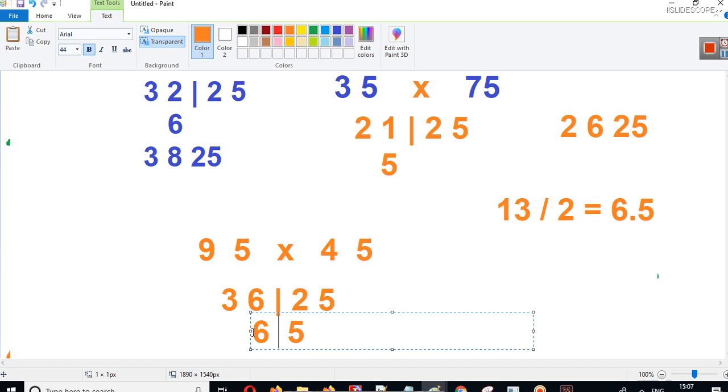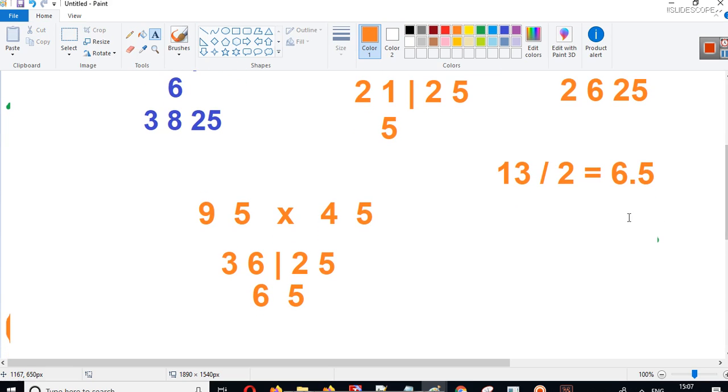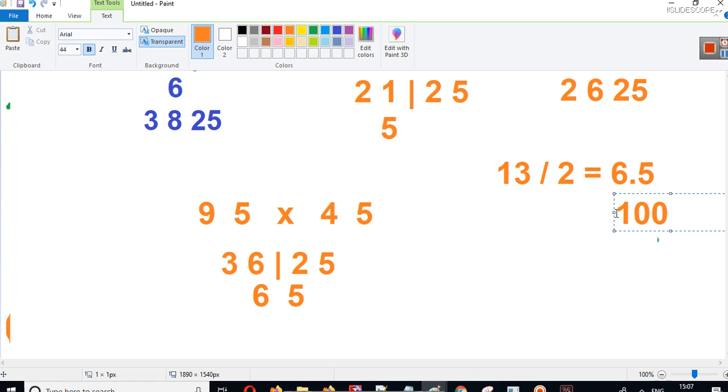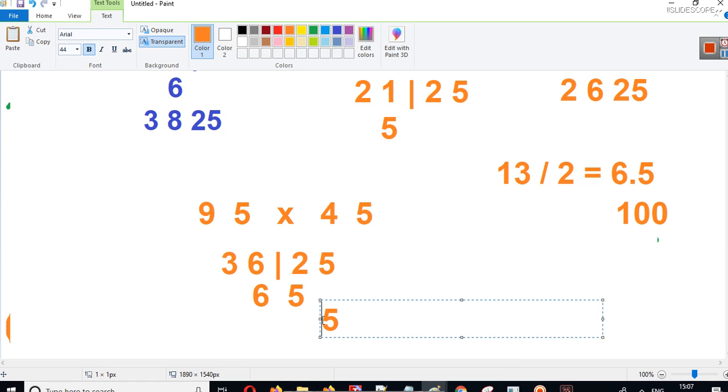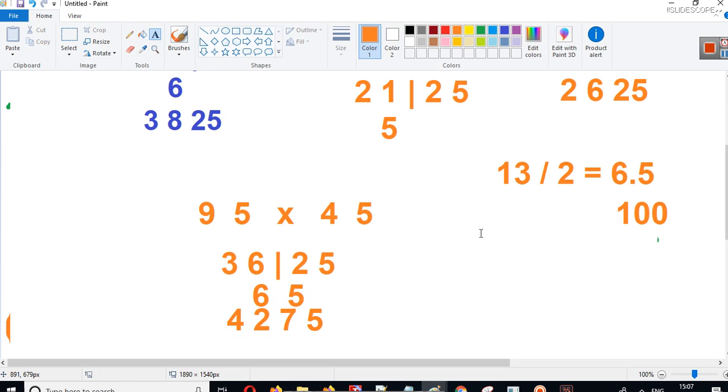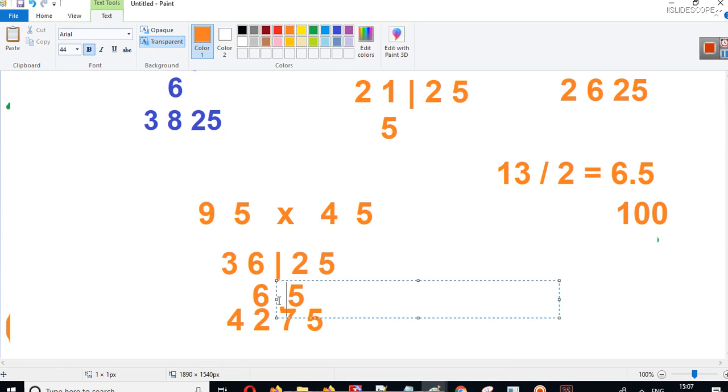That's why I have put this bar every time. When there is this bar, that means you just have to add these numbers, because we'll actually be multiplying this number by 100. So now the answer which you can calculate here: first you will get 5, and 5 plus 2 is 7. 6 plus 6 is 12. 1 will be carried to 3, and 3 plus 1 is 4. So 4275 is your answer.